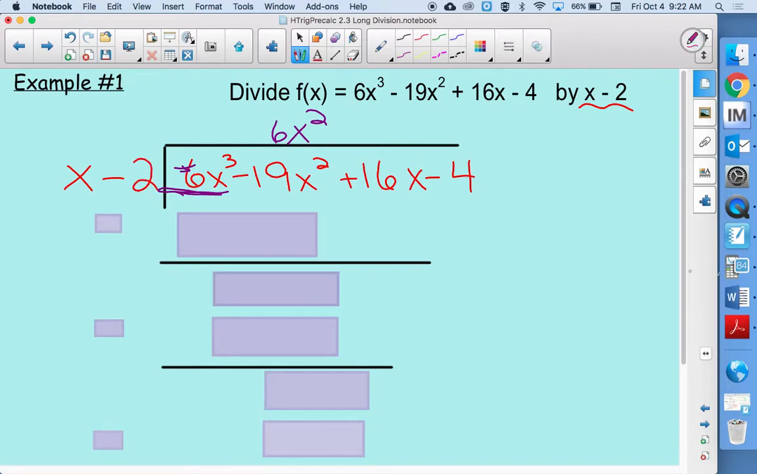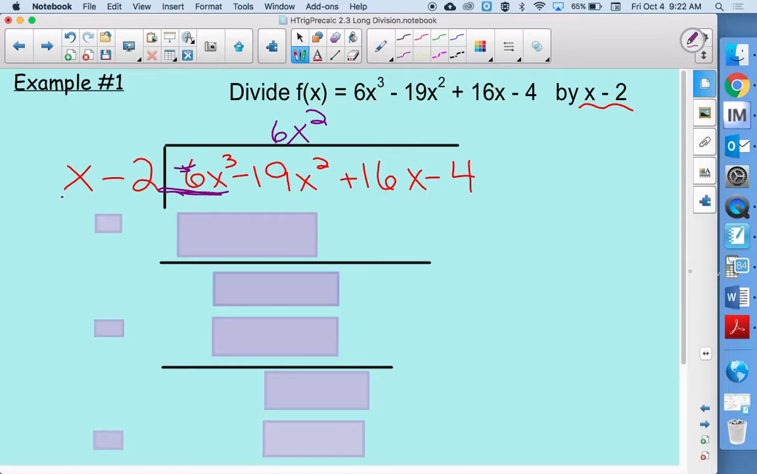So I have an x. To make it 6x cubed, I would multiply it by 6x squared. On the side, I'm going to do a little scratch work, which you might have to do the first couple of times, because the next step is now to actually multiply. Whatever I put on the top, notice I placed it above its like term. He said x squared, so I placed it above the x squared term.